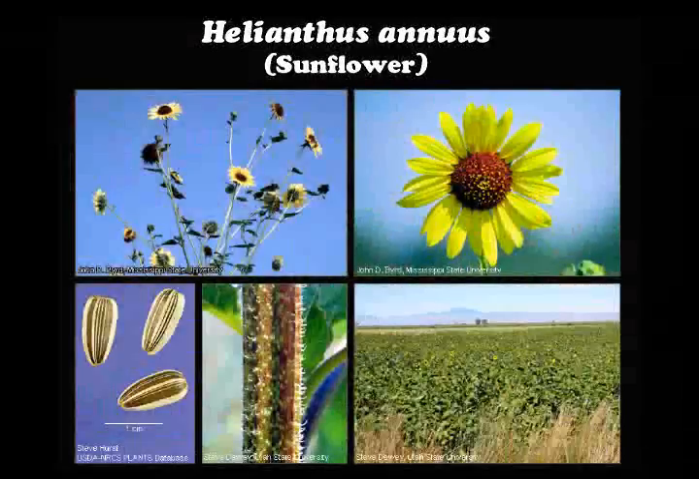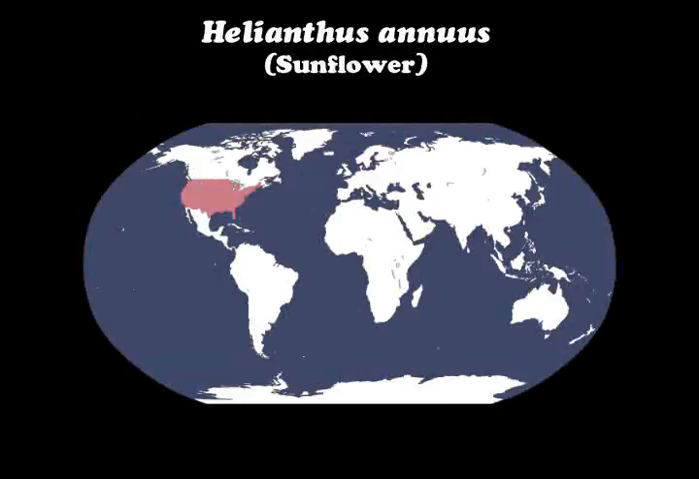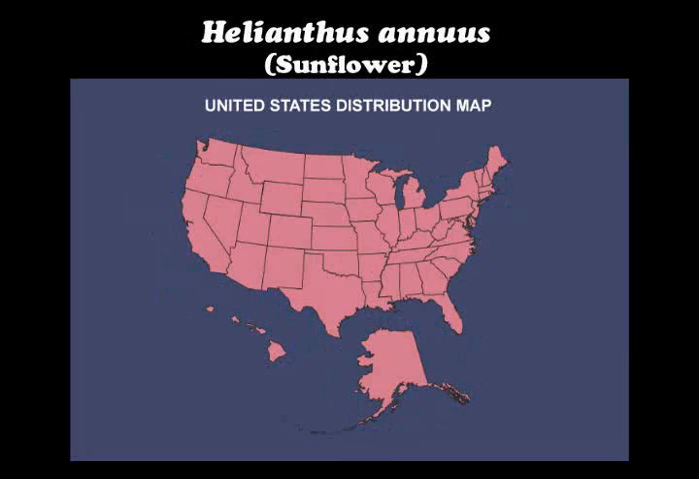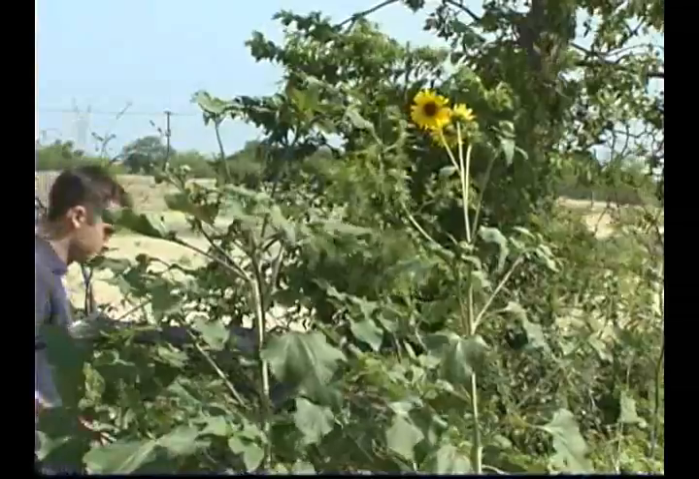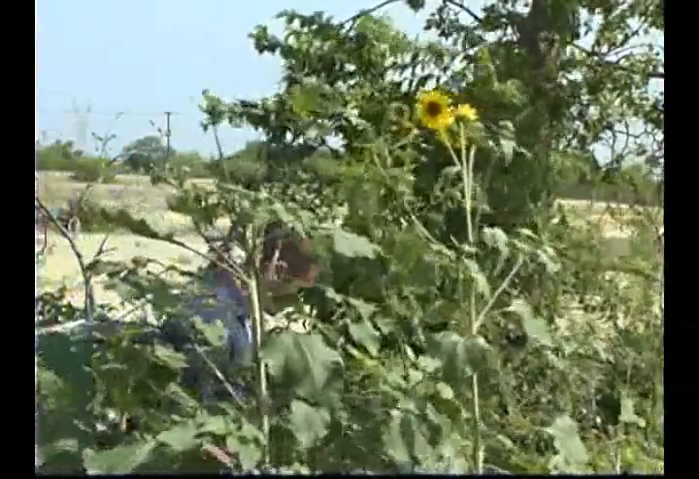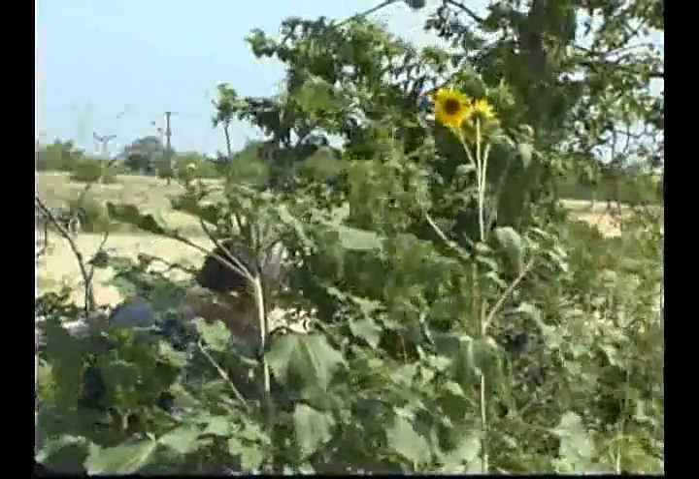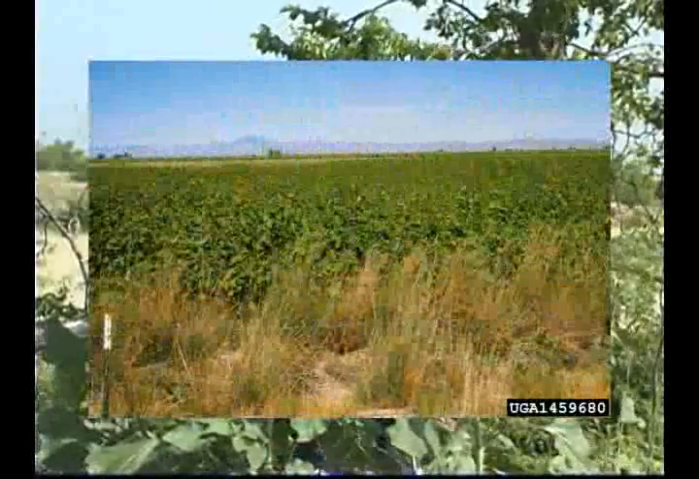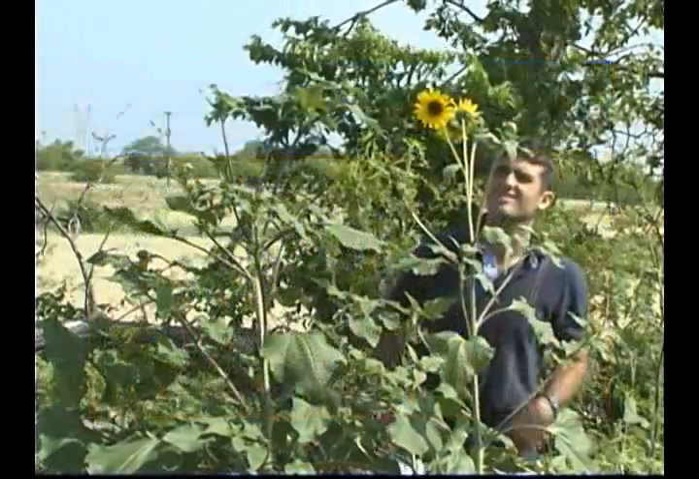Helianthus annuus, or common sunflower, is native to North America and is found throughout the continental United States, southern Canada, Mexico, Alaska, Hawaii, Puerto Rico, and the Virgin Islands. Sunflowers are common along roadsides, fence rows, fields, pastures, and other open places. Sunflowers can invade cultivated sites and pastures, forming dense stands.